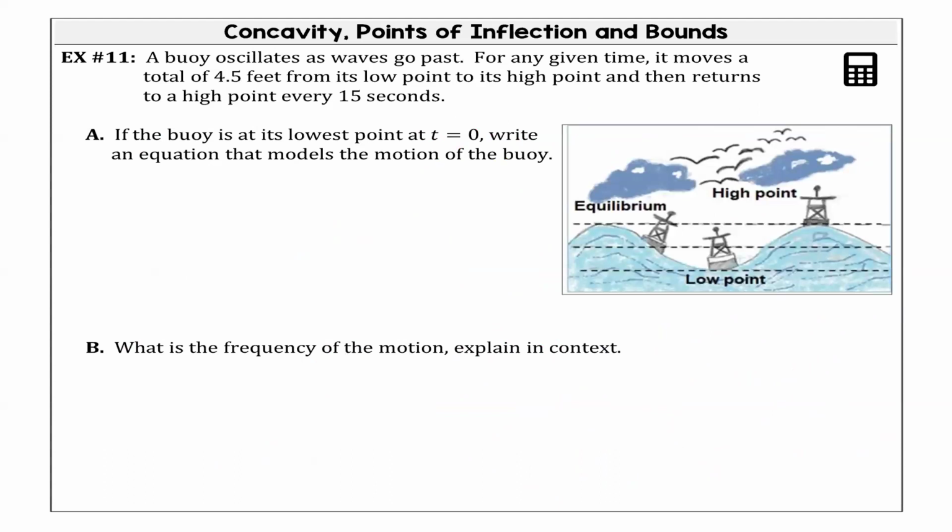Or a type of problem. A buoy oscillates as waves go past. For any given time, it moves a total of 4.5 feet from its low point to its high point, and then returns to a high point every 15 seconds.